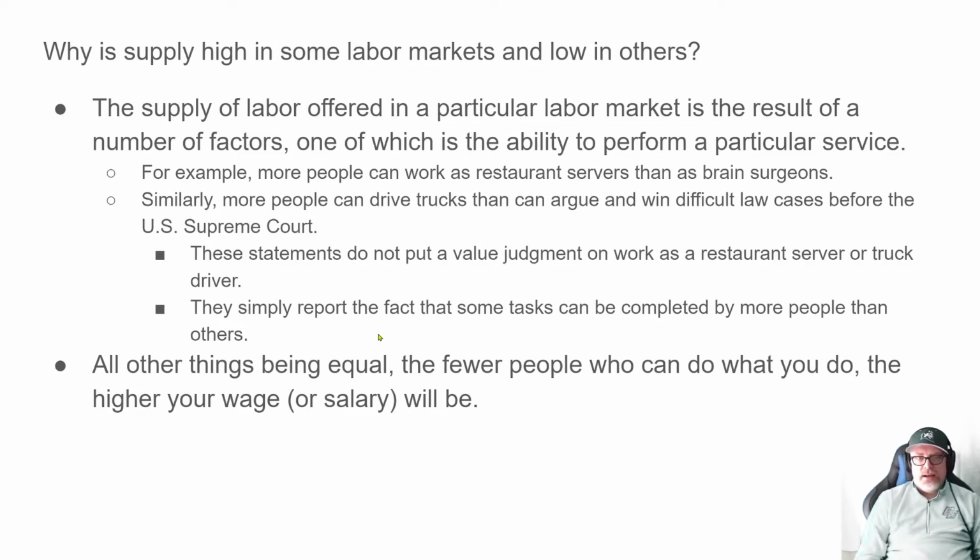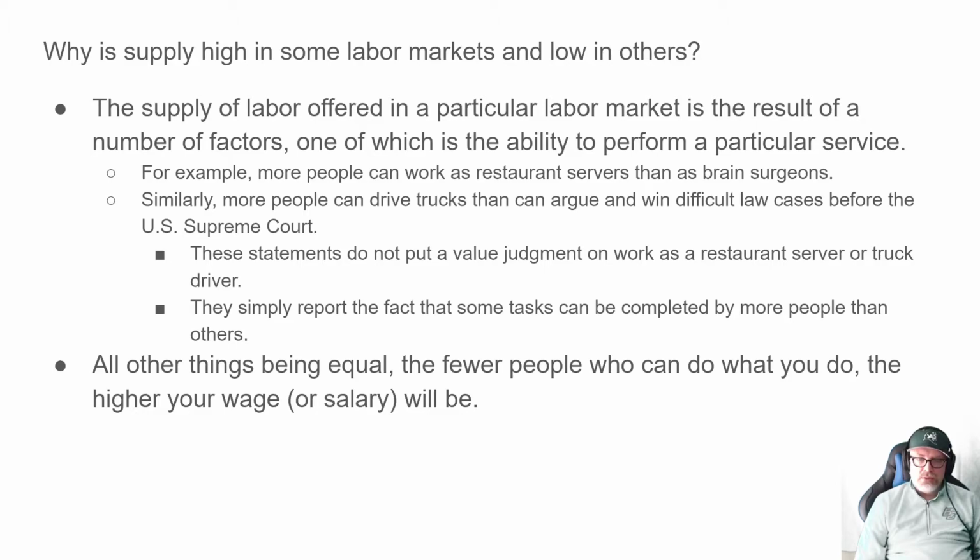So why is supply high in some labor markets and low in others? Well, the supply of labor offered in a particular labor market is the result of a number of factors, one of which is the ability to perform a particular service. So for example, more people can work as restaurant servers than as brain surgeons. And similarly, more people can drive semi-trucks than can argue and win difficult court cases before the U.S. Supreme Court. So these statements do not put a value judgment on the work of restaurant workers or truck drivers. They just simply report the fact that some tasks can be completed by more people than by others.